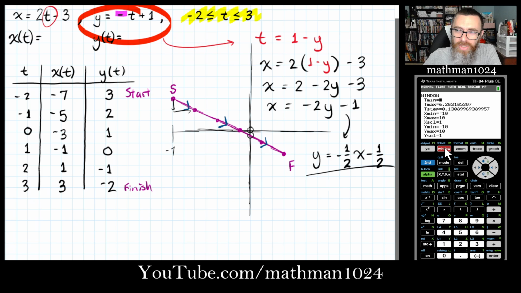But let's go to the window. This is where you have to change your tmin and your tmax to match the parameters that are given to you right here as being from -2 to +3. So I want to go from -2 to +3. My t step, I tell you what, let's make this 1/100th.